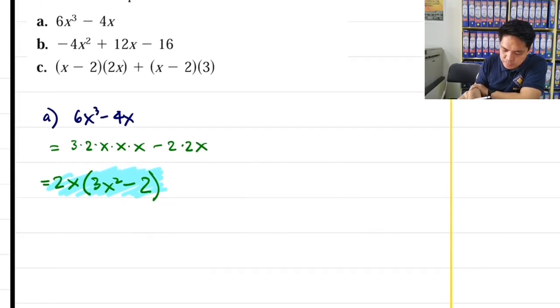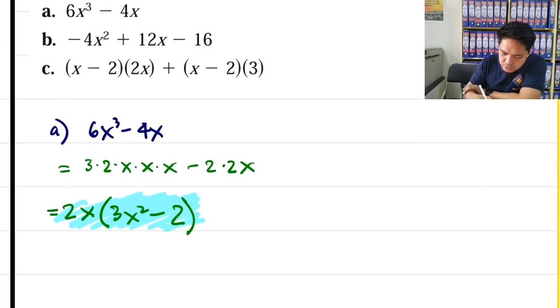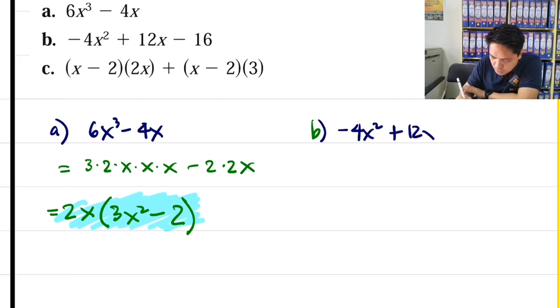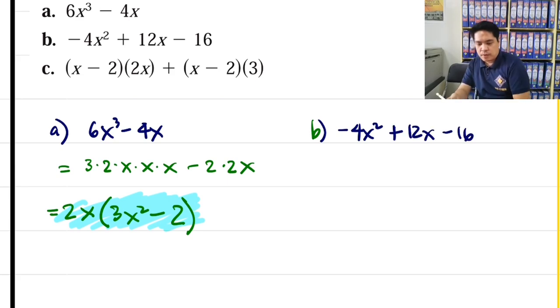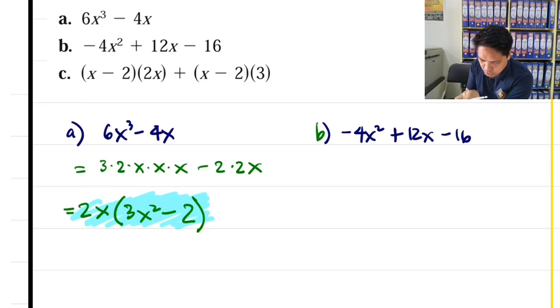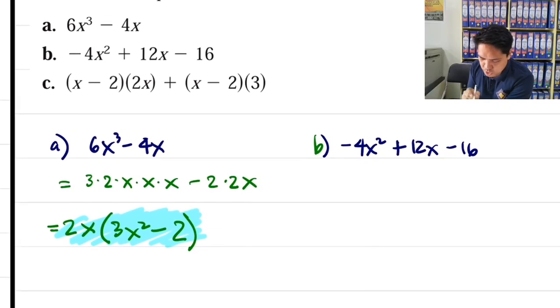Okay, for letter B. For letter B, we have negative 4x squared plus 12x minus 16. Remember, we cannot factor out x in this particular expression because the last term has no x. It's not common to all terms. It's only common to the first two terms. So we cannot factor out x.